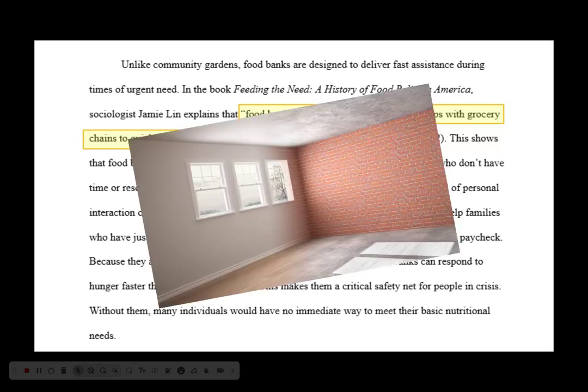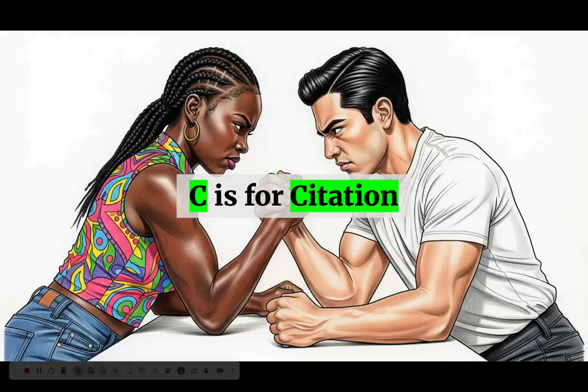You do want to think of your evidence like the walls of a house, so it helps hold the house up and make it a house, the same way that a point holds your paragraph up and makes it a valid point. Without it, it's not a real house, it's not a real paragraph.